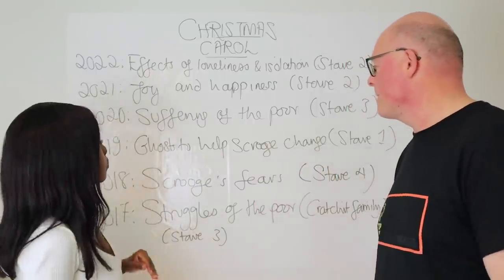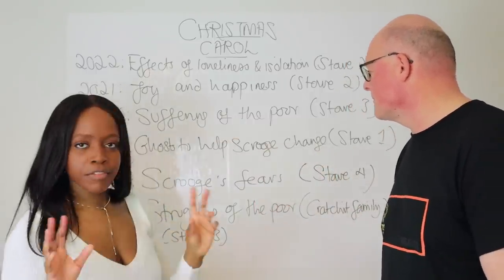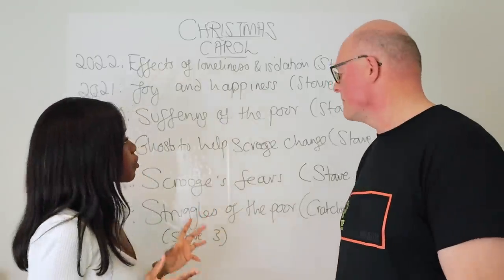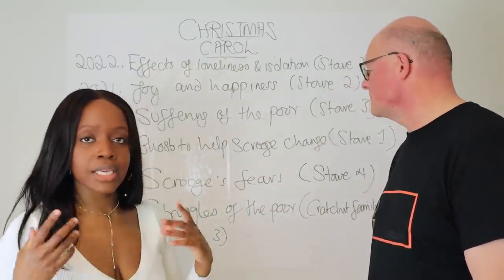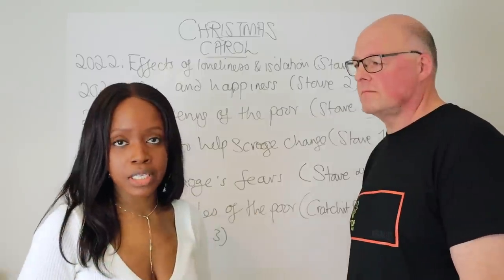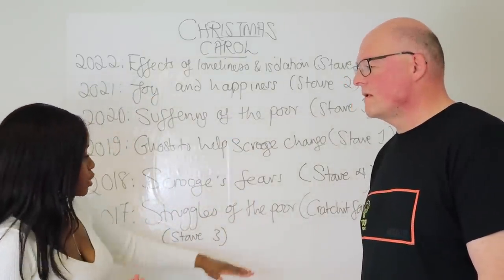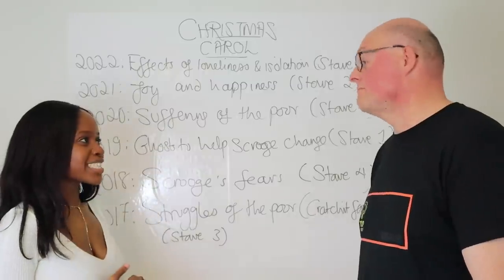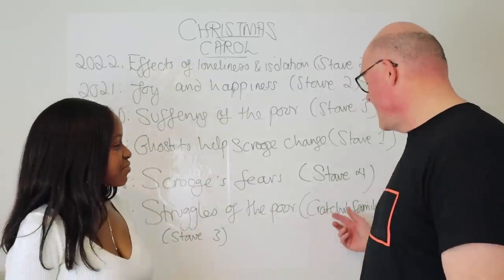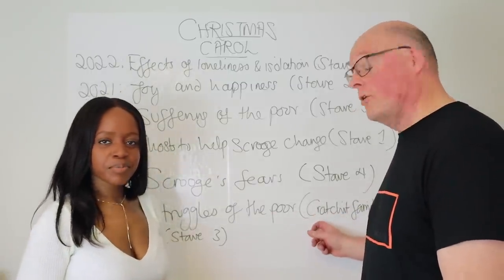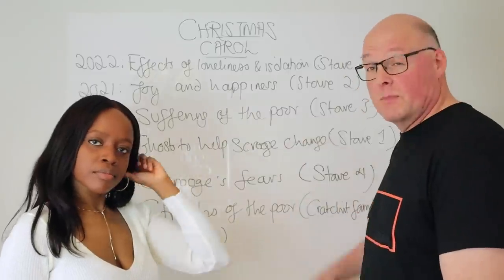And in 2020, we had yet another fairly general question. This was taken from Stave 3. This is when we see Ignorance and Want, the two children that are presented to Scrooge. And the question focused on how the suffering of the poor is presented, which is actually very similar to the 2017 exam. Exactly, because they're the main poor people in the whole novel, so it's really a very similar question.